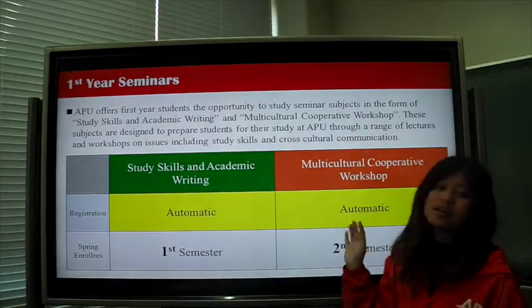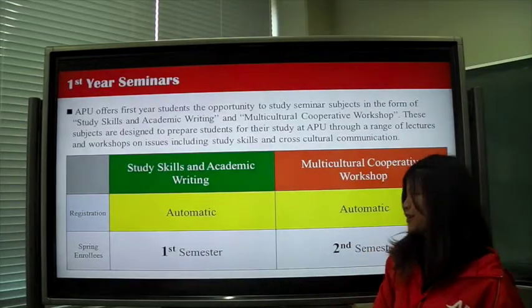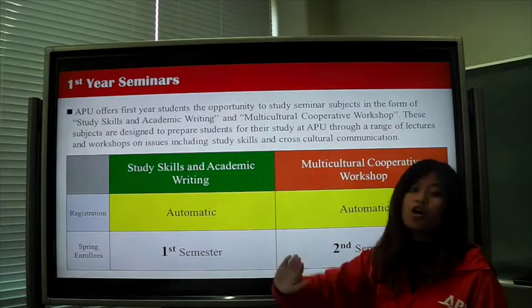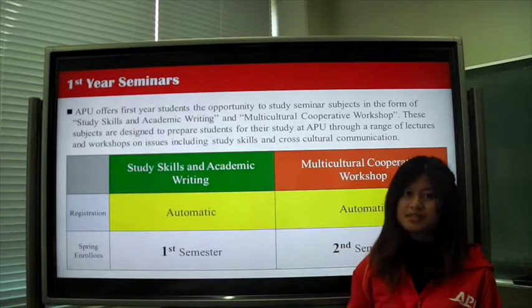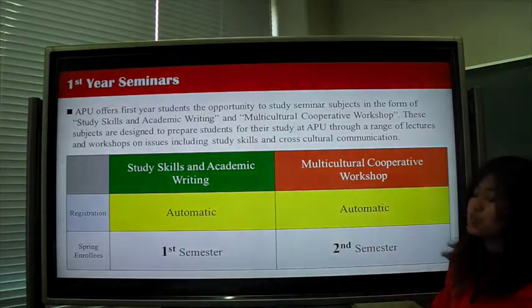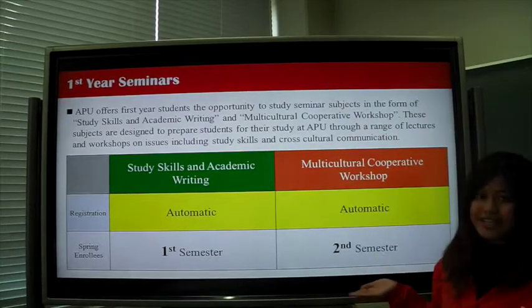Both of them are automatically registered by the university itself. However, you will have your study skills and academic writing in your first semester, which is your upcoming spring semester. And for multicultural cooperative workshop, you will have it in your fall semester, which will be your second semester.